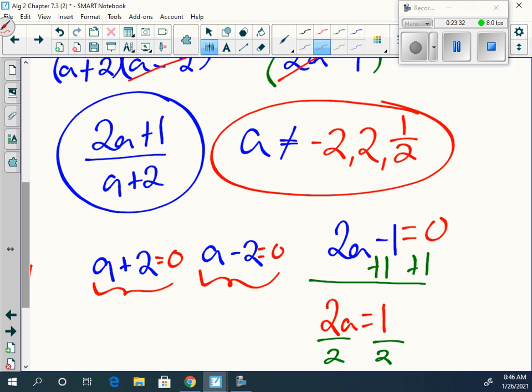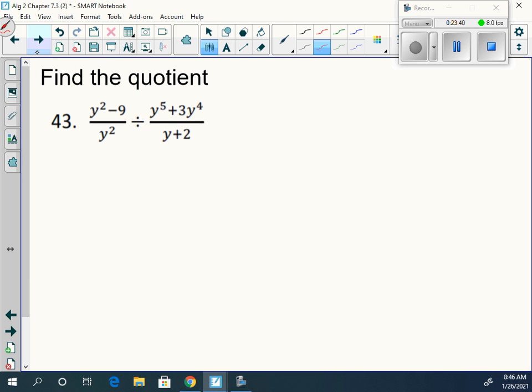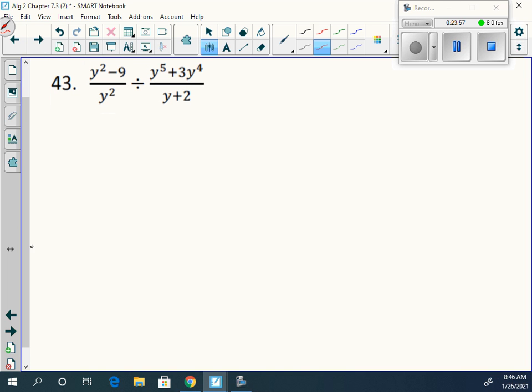Any questions on this here? All right, if we're good with this here, let's look at another one. Look at this one here. We have y squared minus 9 over y squared divided by y to the 5th plus 3y to the 4th over y plus 2. Well, again, we don't care about division. We're going to change it from division to multiplication. So we keep the first fraction the same and we flip the other one.